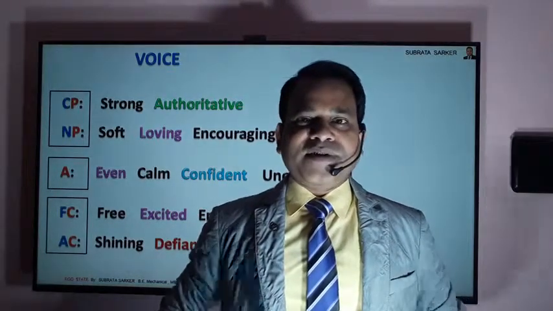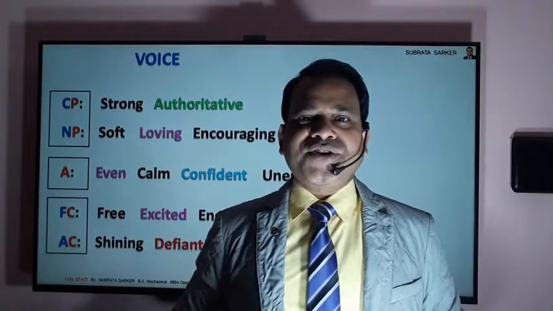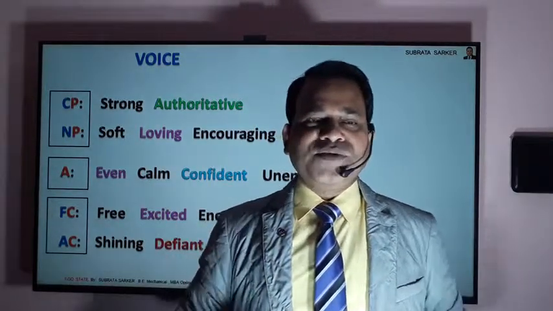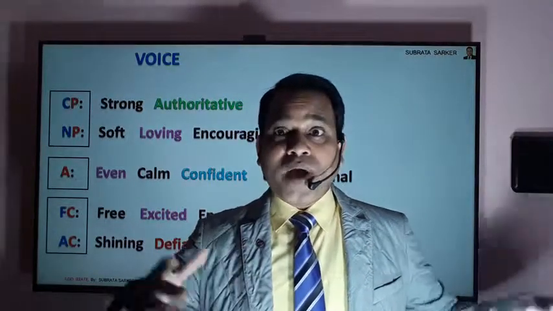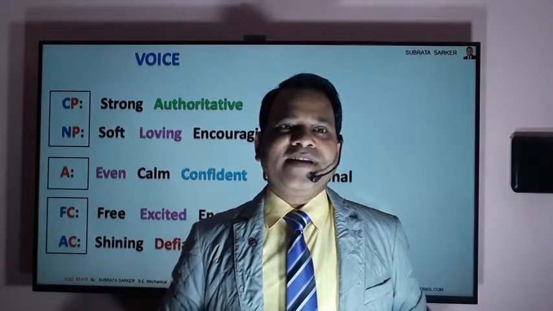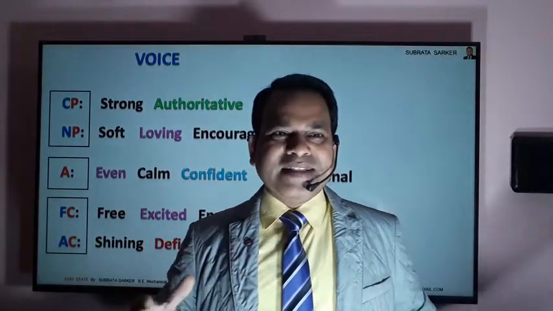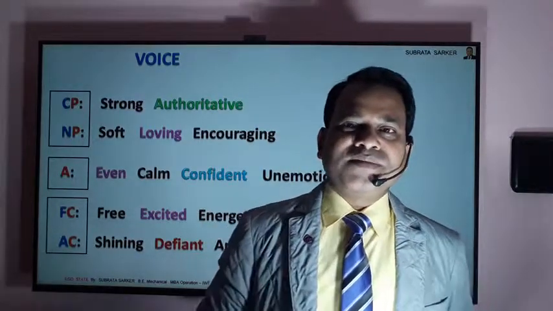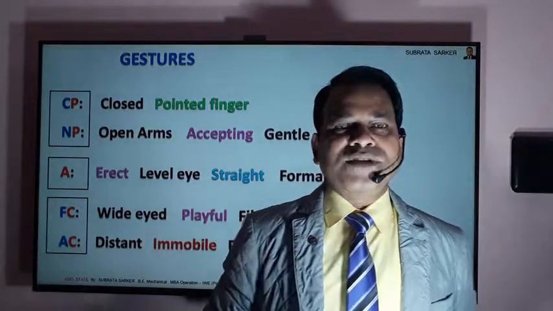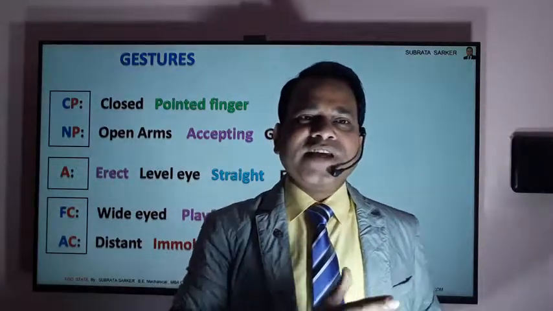Erect posture, good eye level, eye contact, and a formal attitude. This is an adult posture actually. And wide-eyed, playful. So these are the postures or gestures that come when they are in the child ego state. And there are a lot of attitudes actually connected with the ego state.